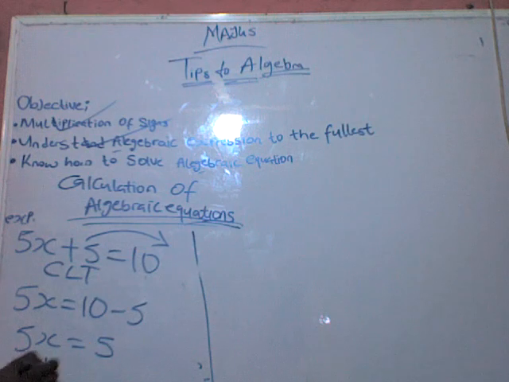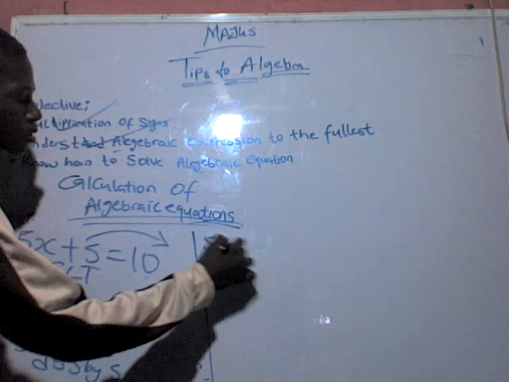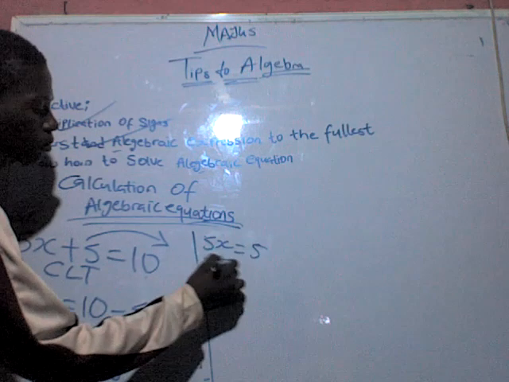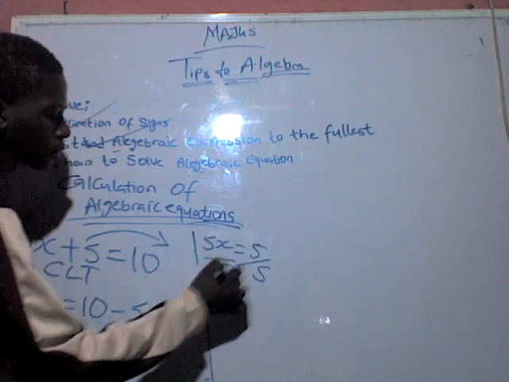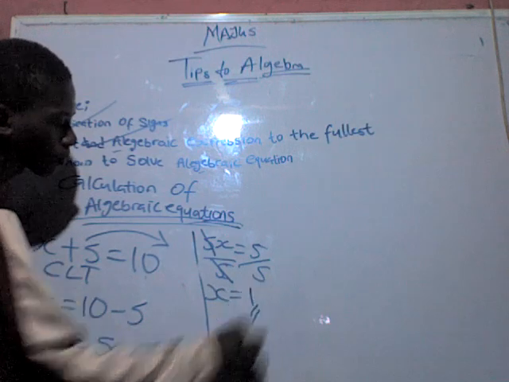Then we divide both sides by what? The coefficient, which is what? 5. Then we have 5x equals 5, all over 5, all over 5. Then 5 cancels 5. Then our x is what? 1.